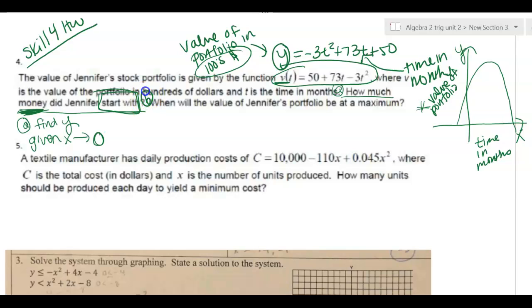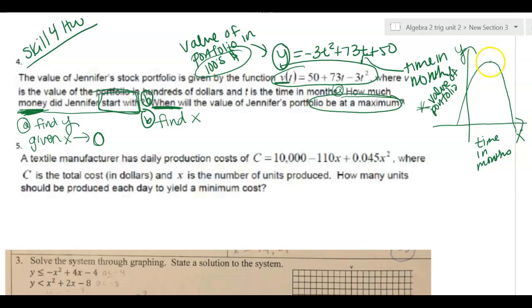For part B, it says, when will the value of Jennifer's portfolio be at a maximum? So the question is when. So I'm supposed to find X, or T in this case, because I'm supposed to say in how many months will the value of Jennifer's portfolio be at a maximum. So I basically want to know in how many months does the maximum happen.